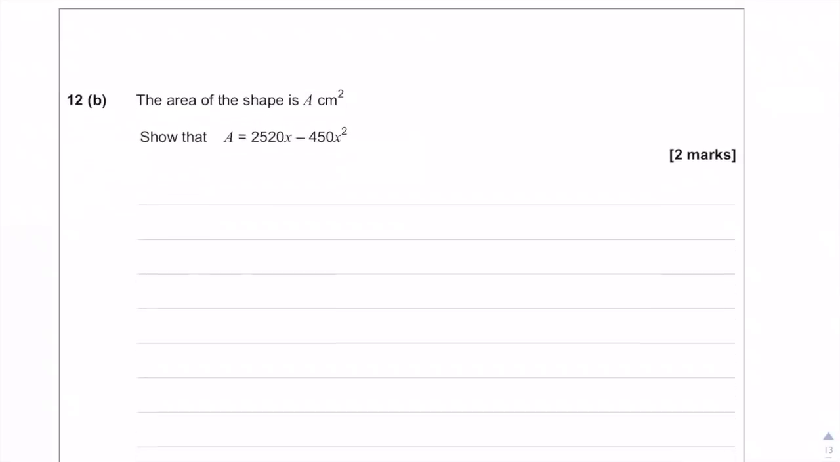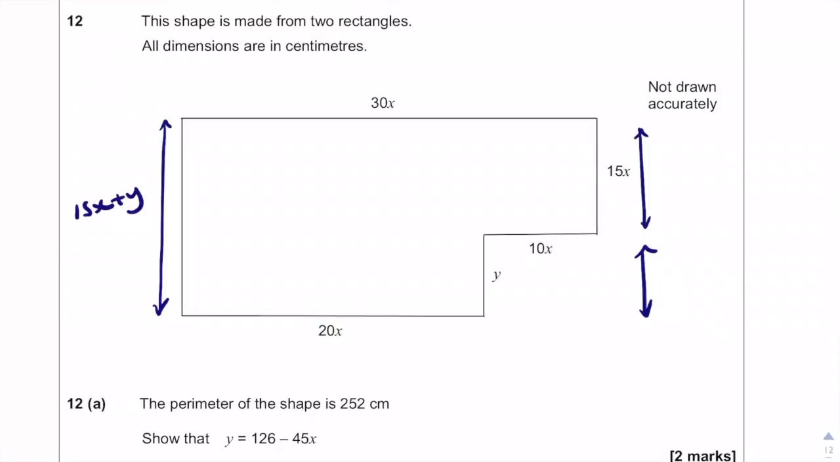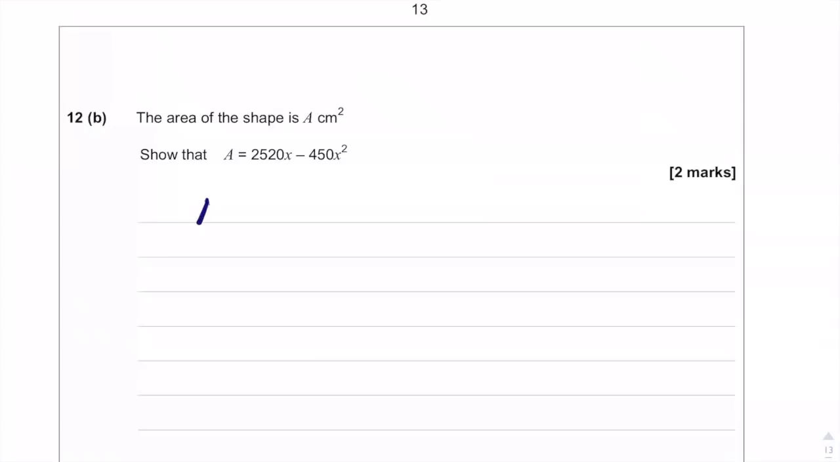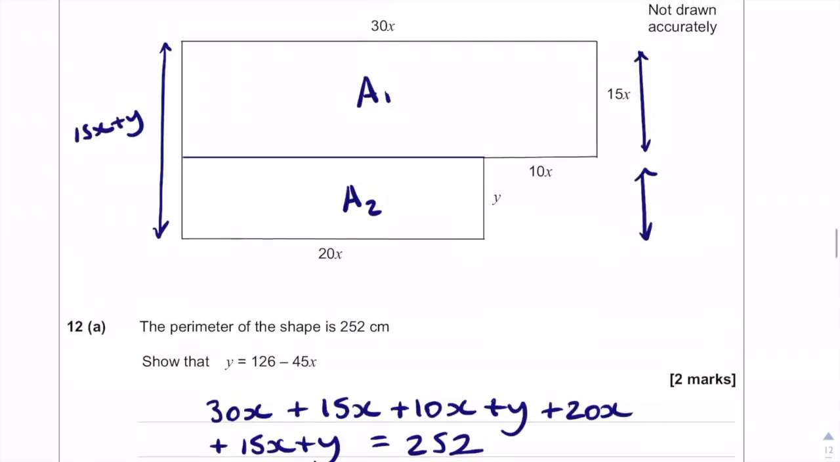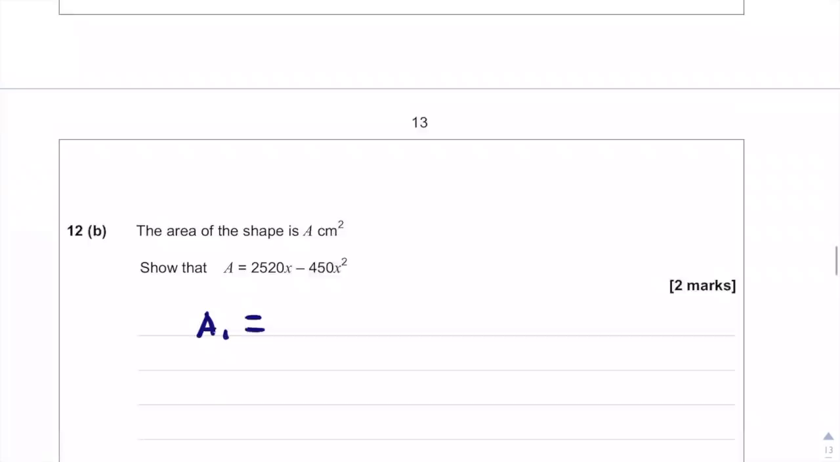Part B says the area of the shape is a centimetre squared. We need to show that a equals 2520x minus 450x squared. Okay, so for this, I am going to need to divide the shape into two rectangles. Because if I say that this is area 1 and this is area 2, I can work out each of these areas and then add them together. So area 1 is equal to 30x times 15x.